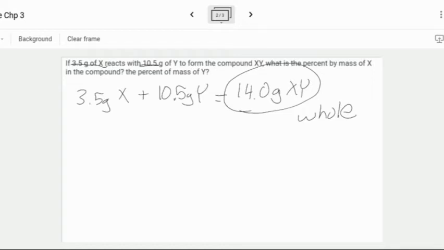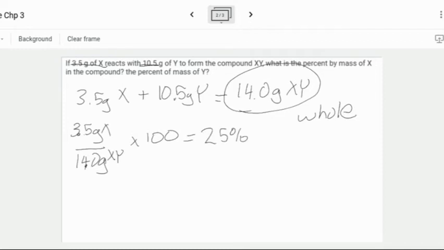So I'm going to put 14.0 grams on the bottom. There's supposed to be a decimal point there. All right, and we want to look at X first. So what is the mass of X? Grams of X on top, XY on the bottom, times it by 100. So our percent mass of X will end up being 25%.